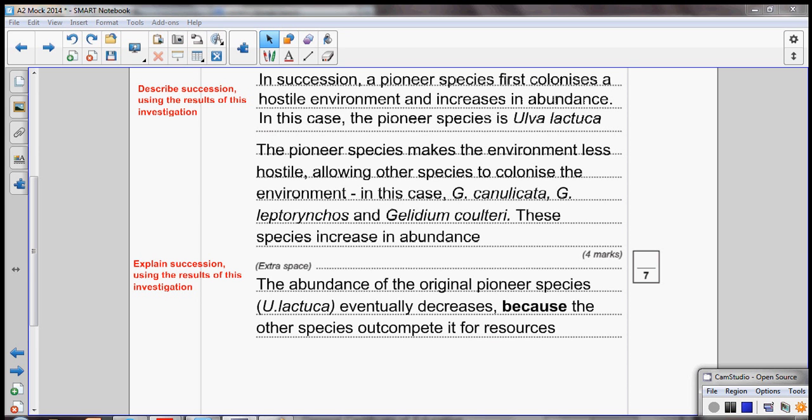outcompete it for resources. So looking at my answer here, I've got a thorough description of what happens in succession. I've explained why this step at the end happens using the word because, and I've used names and data from the graph throughout this process. So that hopefully should get me all my marks, and if we refer to the mark scheme, it does.